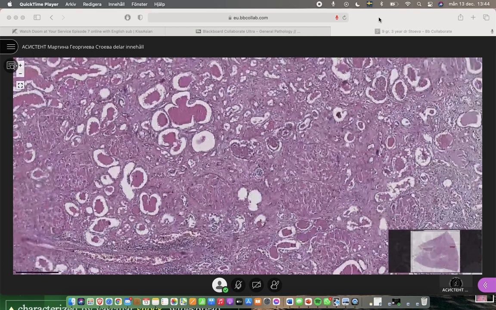Of course, if we use the Congo red staining, these deposits will be colored dark orange again. If we use the light microscope with polarized light, as I mentioned, it will be apple green. Here again, we have some glomeruli.